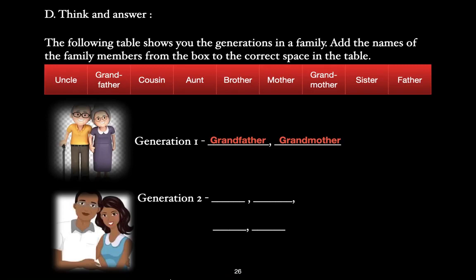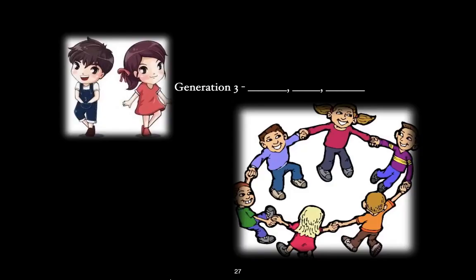Yes, the next picture shows your father and mother, and they belong to second generation or generation 2. And also, it can be your aunt or uncle, right? Yes. So, father, mother, uncle, and aunt. Good job. Let's move on. Yes, children. Who do you see in generation 3 in this picture? Yes, it's your brother, sister, and your cousin.